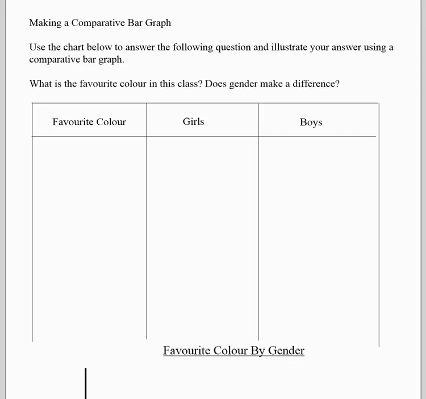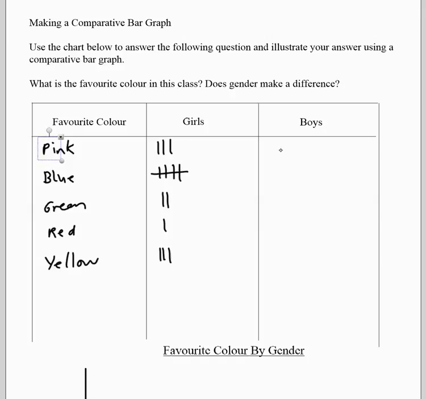So let's say in a class we had pink, blue, green, red, and yellow. And we wanted to do a survey of who liked which color the best. And let's say we did our little tally chart, and here's what we found. So here are our results. And what we want to do is we'll turn these tick marks into numbers.